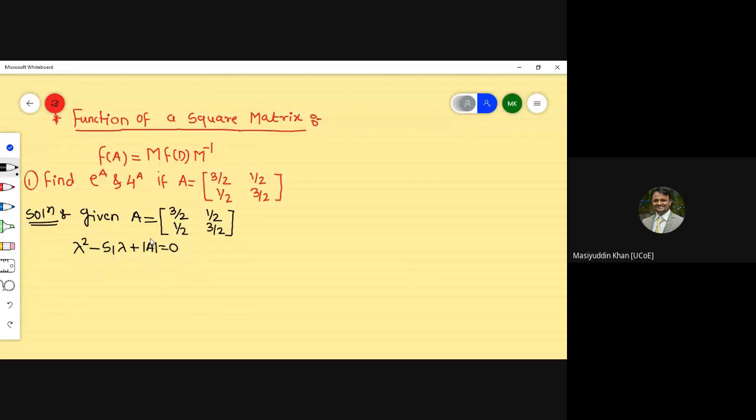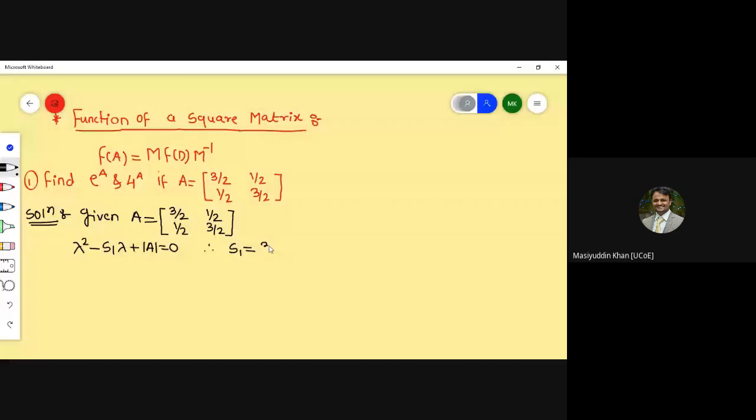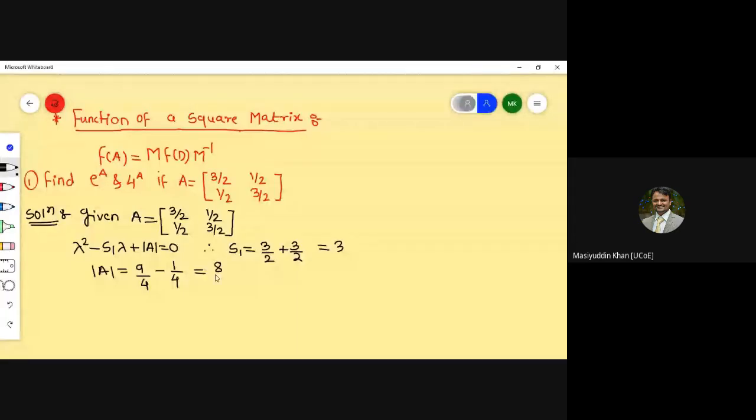S1 is the sum of the diagonal elements. So S1 is equal to 3 by 2 plus 3 by 2, which becomes 6 by 2, that is 3. Now determinant of A we have to calculate: 9 by 4 minus 1 by 4, so 8 by 4, which is equal to 2. So we substitute here and get lambda square minus 3 lambda plus 2 is equal to 0.